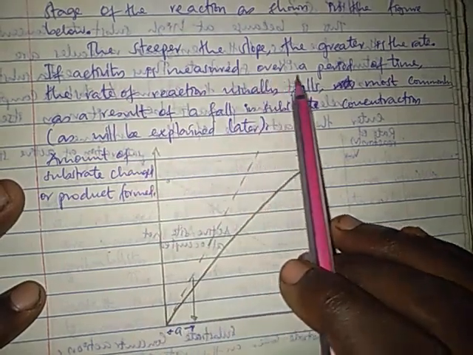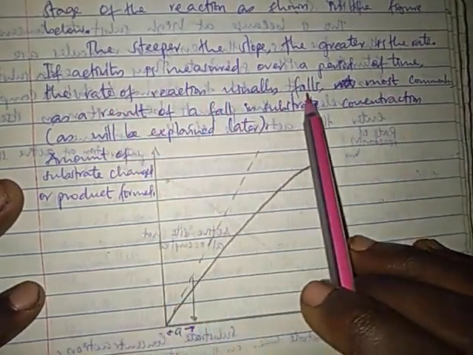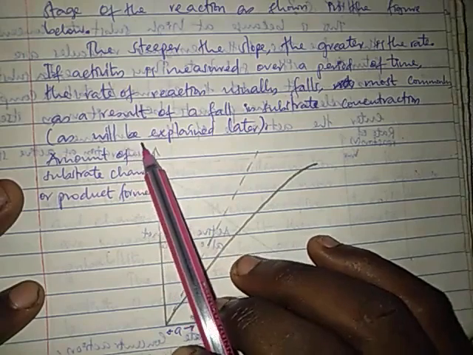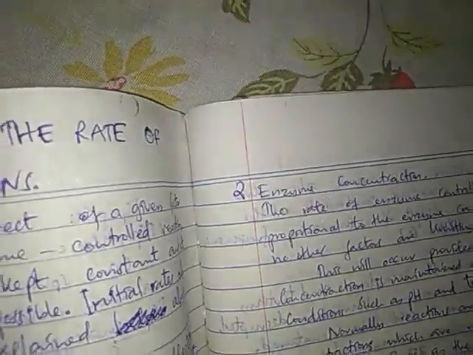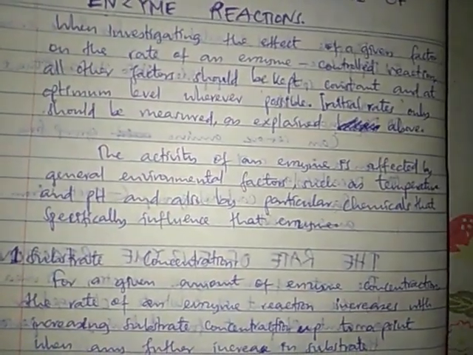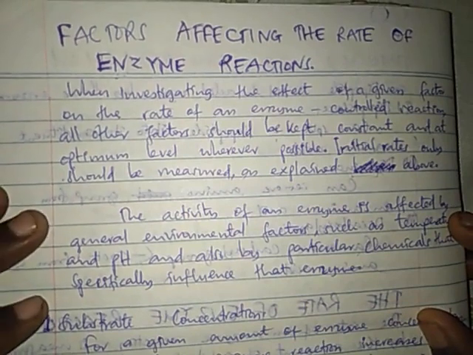If activity is measured over a period of time, the rate of reaction usually falls, most commonly as a result of fall in substrate concentration, as will be discussed later. Kwa rate ya enzyme controlled reaction inakuwa kubwa pale ambapo tunakuwa tuna substrate nyingi. Substrate ikipungua, most of times the rate of enzyme controlled reaction huwa nayo inapungua.